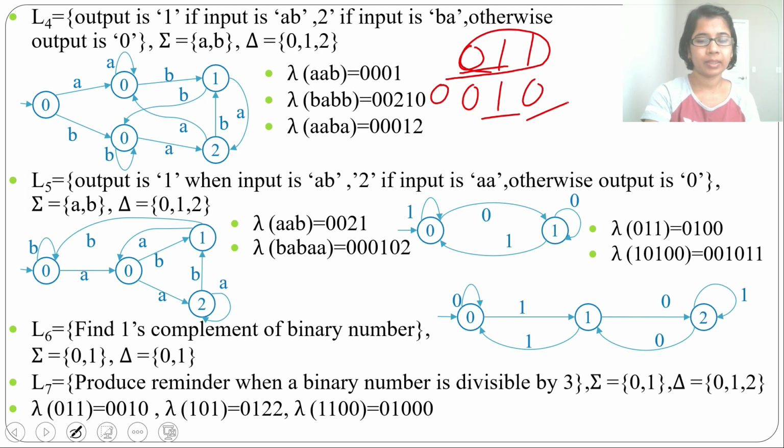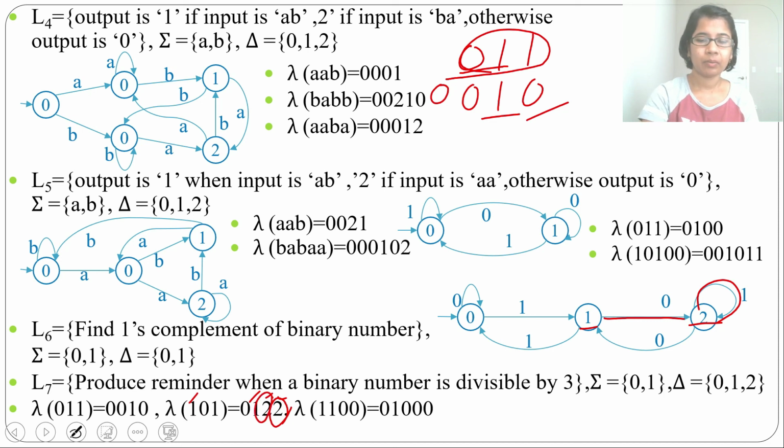Now for 1, 0, 1, for 1 it goes to this state, so 0, 1. Then for 0 it will go to this state and output is 2, just write 2. Then for 1 it will be a self loop, so it will be 2. So 1, 0, 1, that is 5, when divided by 3, remainder will be 2. 1, 0, that is 2, when divided by 3, remainder will be 2.